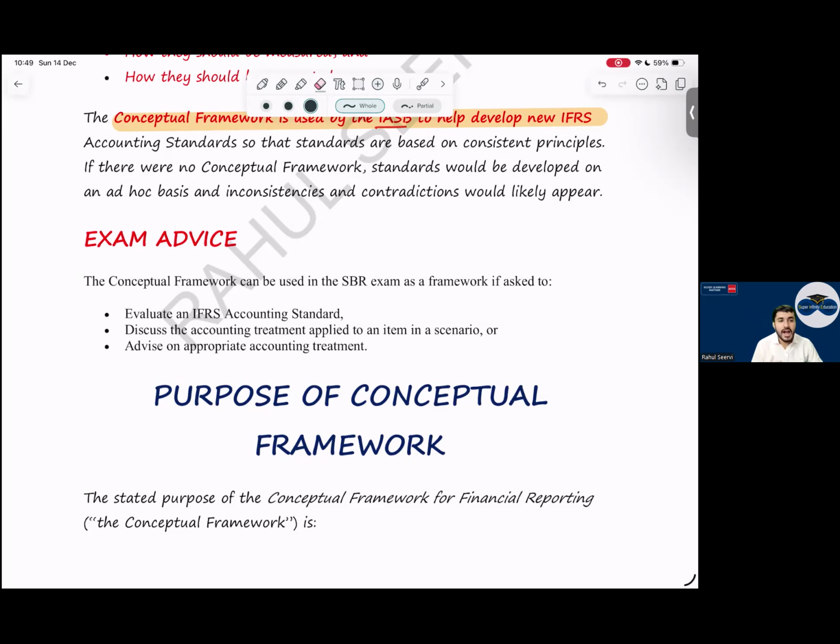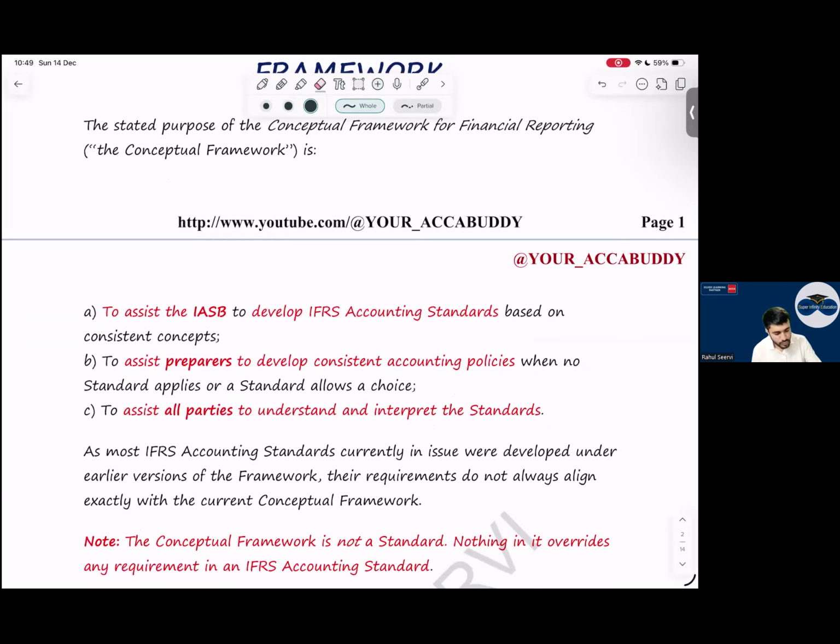Then next one, advise an appropriate accounting treatment, meaning a case scenario is given, like the same Elon Musk. You have to discuss what accounting treatment you will follow. If you are not able to link which standard will apply, then write down your answer as per the conceptual framework. You'll get marks. Still, you won't get full marks, but you'll get something. Understand? Now, coming to the purpose of the conceptual framework.